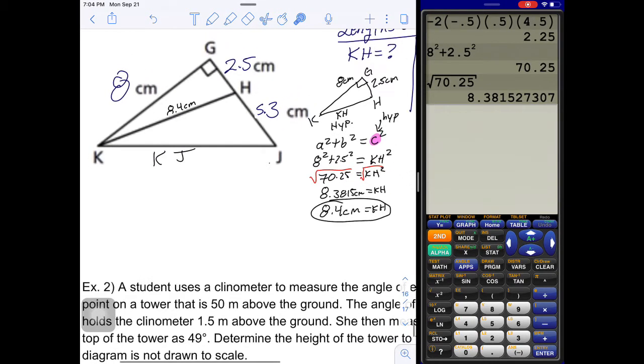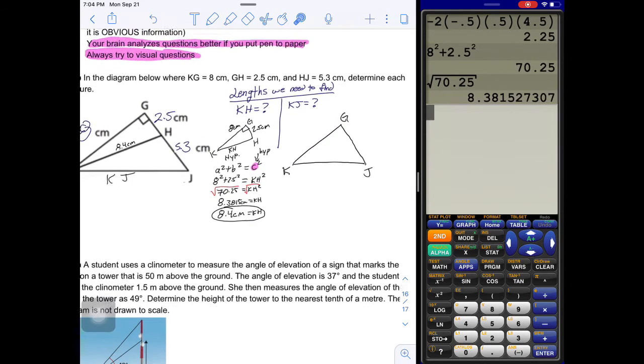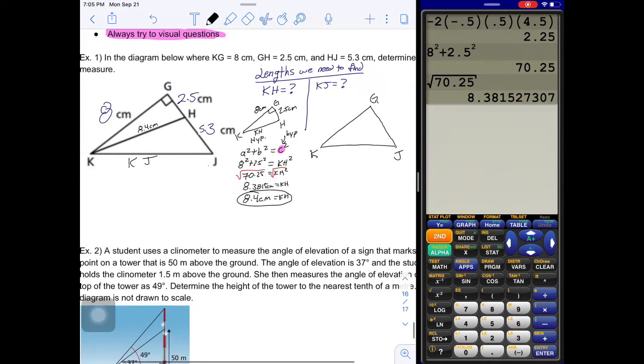But what's a more useful triangle is K to G to J, because that forms a big right triangle. So let's draw that out. So we have K to G, right angle here, G to J, and this is K to G. So K, G, J. Let's write out all of our measurements. So this is 8 centimeters.